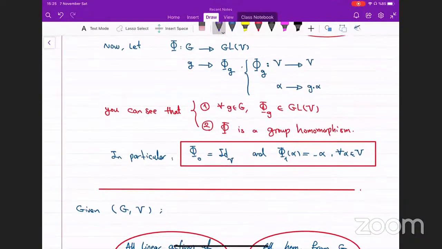How? I define phi from G to GL(V). Remember, GL(V) is the set of all invertible linear operators on the vector space V. So this phi index G is just a linear operator of V. And how does it behave? It behaves with respect to the action of G on V. It sends any alpha to G dot alpha, which is the action of G on alpha.